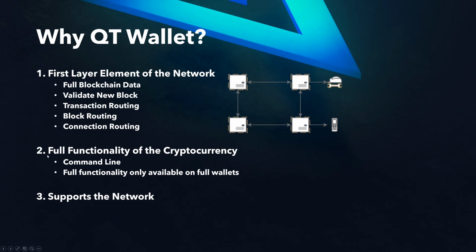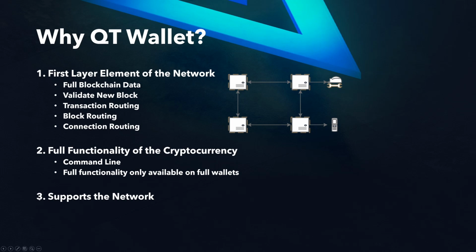The second major capability is the full functionality of the cryptocurrency. You have a console in your wallet, and through that you can access all existing APIs that the blockchain provides. The full functionality will only be available on full wallets. You will not get the full functionality on light wallets or other types of wallets.